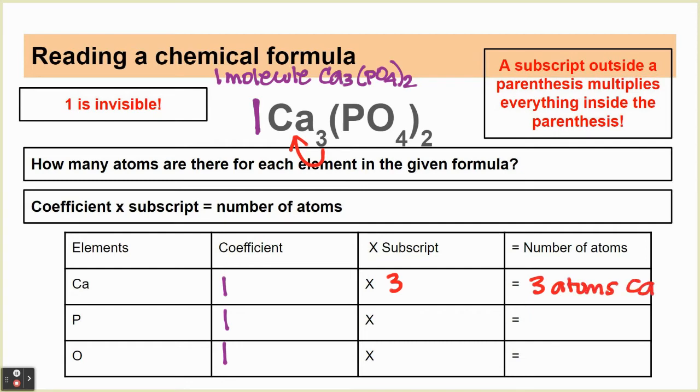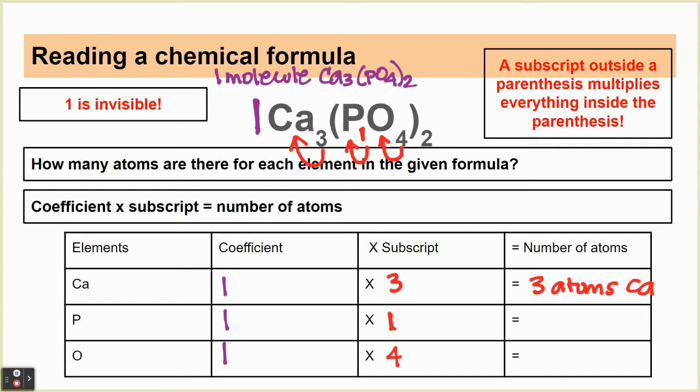All right. Let's talk about the P. Do you see a subscript beside the P? You don't see a subscript there. Again, you can't see anything. Therefore, it's a 1. It's invisible. And that 1, remember, multiplies the P. So the subscript for P is just a 1. All right. How about the O? Do you see a subscript for the O? Yes, it's a 4. And remember, the subscript multiplies the first thing to its left. So the 4 multiplies the O. So I got a 4 for that.